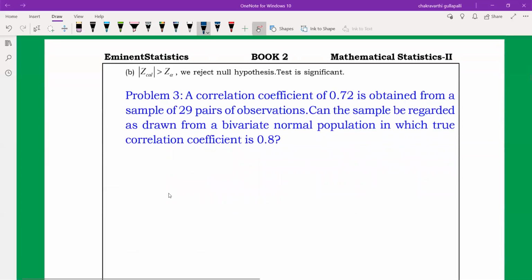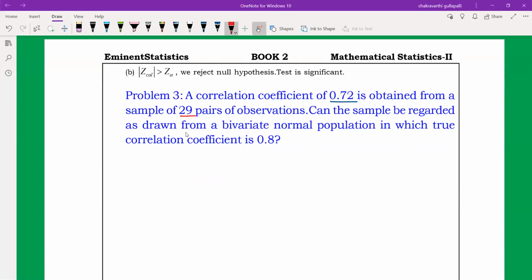Problem 3. A suitable problem for this one. A correlation coefficient of 0.72 is obtained from a sample of 29 pairs of observations. A sample correlation coefficient is calculated using 29 pairs. The value is equal to 0.72. Definitely this value is R.